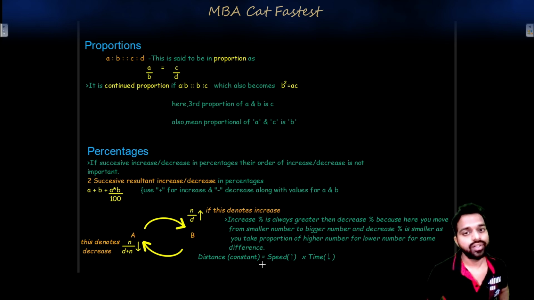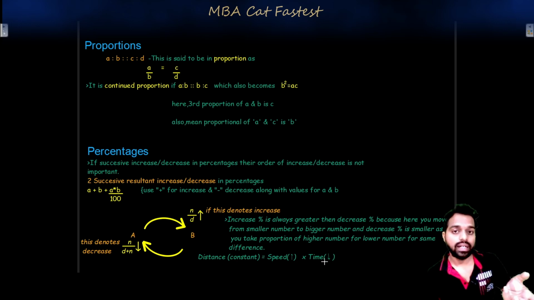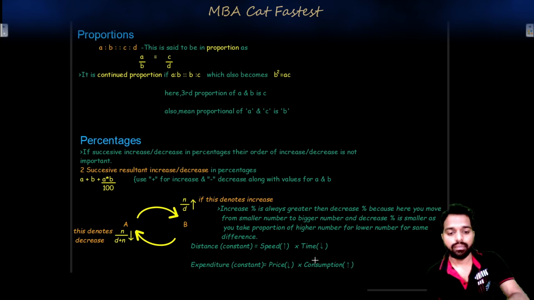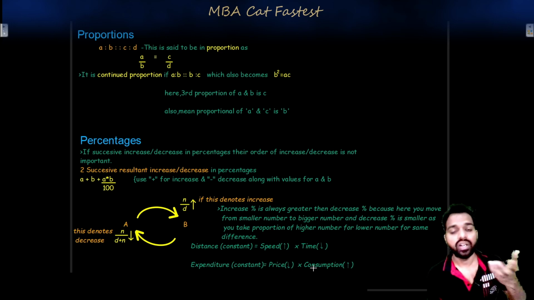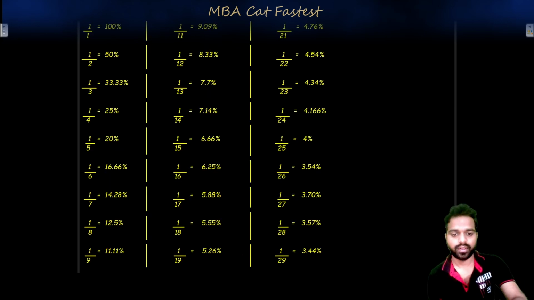Now, where could this be applied? We know there is a very simple formula: distance is equal to speed into time. If distance remains constant and speed is increased by 2 by 5, the time will decrease by 2 by 7. Remember? So, this is how it can be applied. Now, this could also be applied in expenditure, price or consumption. If price is decreased by 1 by 4, the consumption will increase by 1 by 3.